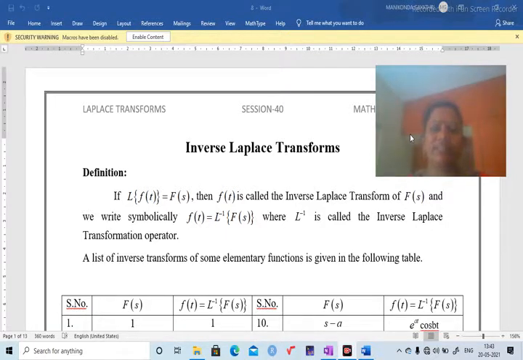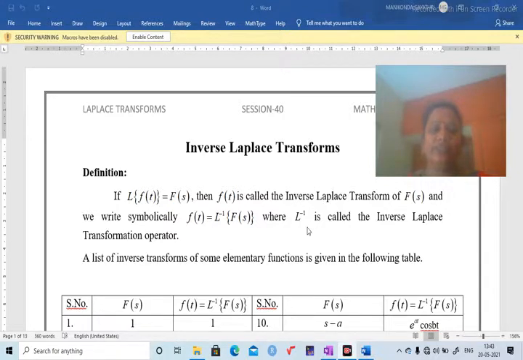The definition of inverse Laplace transform is: if L of f of t equals F of s, then f of t is called the inverse Laplace transform of F of s. And we write symbolically f of t equals L inverse of F of s, where L inverse is called the inverse Laplace transformation operator.